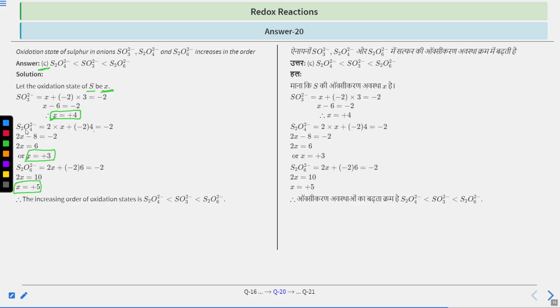You can see that the highest oxidation number for sulfur is in S2O6 2-, that is +5. Then it is in SO3 2-, that is +4. And then it is in S2O4 2-, that is +3. So this is the correct order. Therefore, the increasing order of oxidation states is S2O6 2-, then SO3 2-, and then S2O4 2-. So this is the increasing order of oxidation state of sulfur, and thus option C is the correct answer.